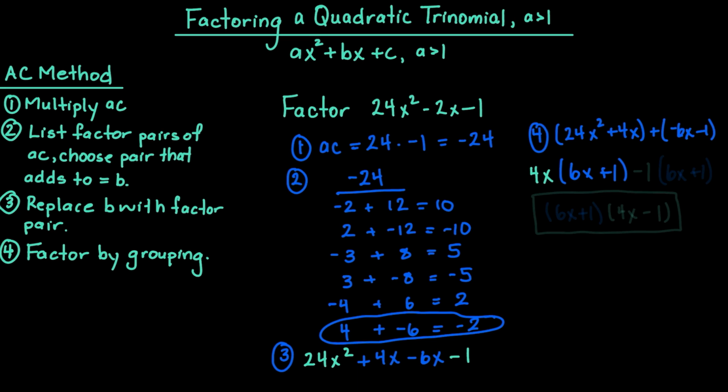GCF between negative 6x and negative 1 is negative 1. Negative 6x divided by negative 1 is 6x. Negative 1 divided by negative 1 is positive 1. Factor out that binomial GCF, which is 6x plus 1. First term, we're left with 4x. Second term, we're left with negative 1. So 24x squared minus 2x minus 1 factors into 6x plus 1 times 4x minus 1.